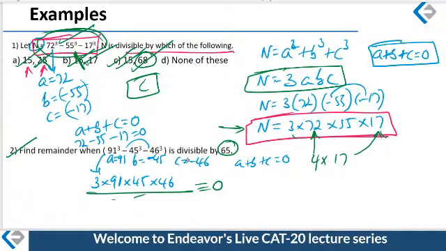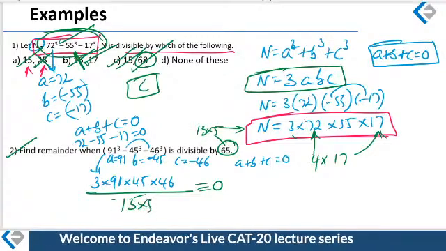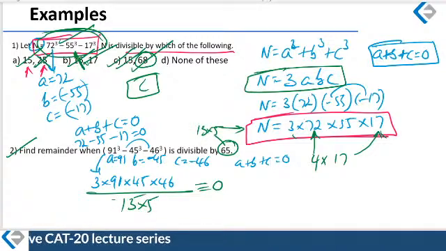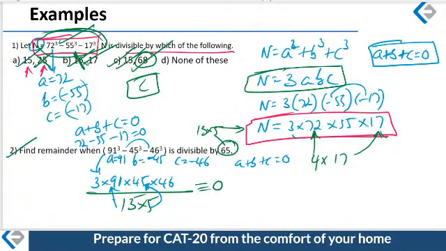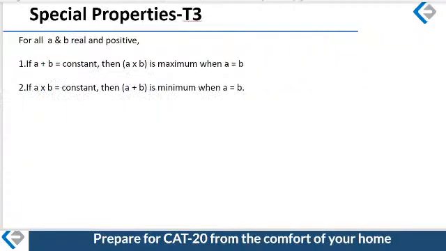65 is nothing but 13 into 5. 13 divides this piece, and 5 divides this piece. Therefore, the number is completely divisible by 65, thereby your remainder becomes 0. Very good. All of you got this. That's a question there.